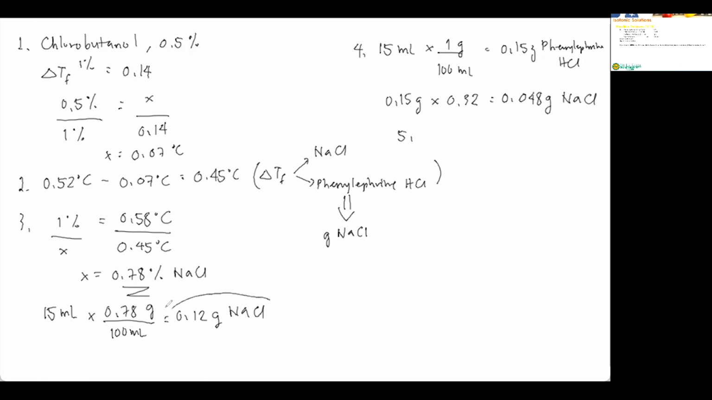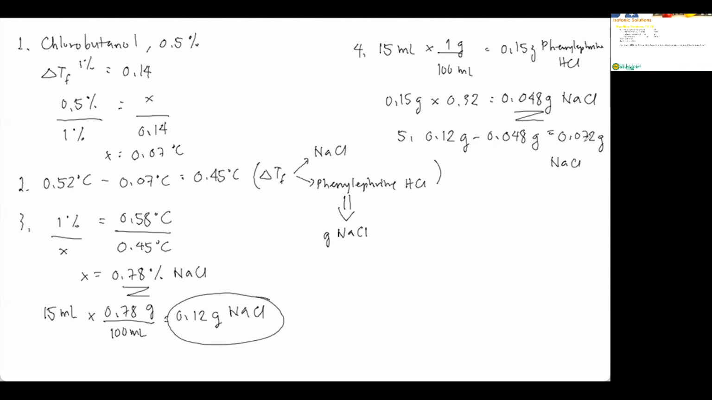Now, step number 5 is we knew from our previous calculation that we would need 0.12 gram of sodium chloride to make the solution isotonic together with 0.5% chlorobutanol. However, aside from sodium chloride, there is also phenylephrine hydrochloride that is present in the solution. And the quantity of phenylephrine hydrochloride present in the solution has the same tonic effect as 0.048 gram of sodium chloride. So all we need to do is we subtract 0.048 from 0.12 gram to determine the amount of sodium chloride that needs to be added to the solution to make it isotonic, together with chlorobutanol and phenylephrine hydrochloride. And that will be equal to 0.072 gram of sodium chloride.